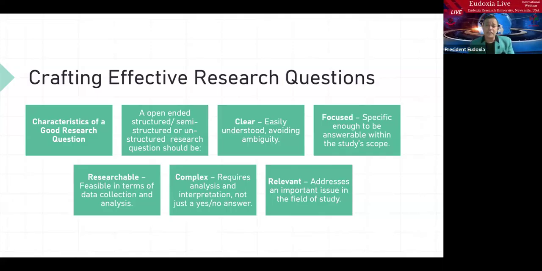Thereafter, it should definitely be clear, easy to understand, avoiding ambiguity. It should be focused, and yes, researchable must be there. You see this point: it must be researchable and complex, in the sense that it should go with analysis and interpretation, not just a yes or no answer.